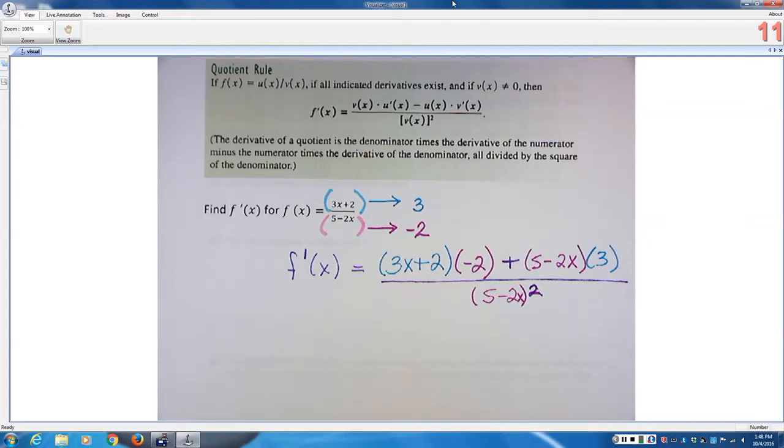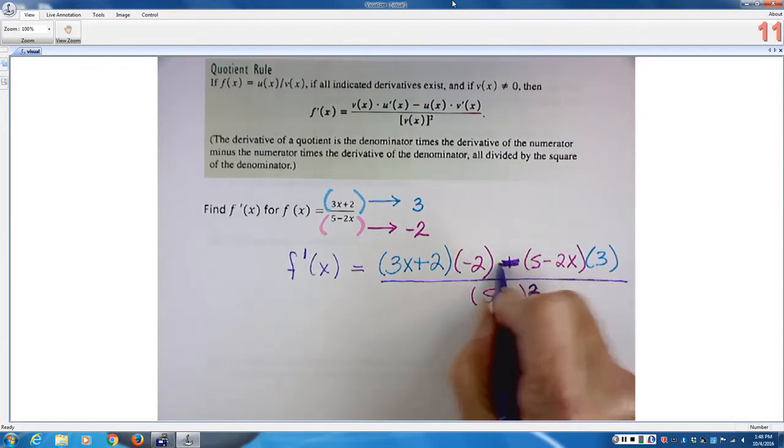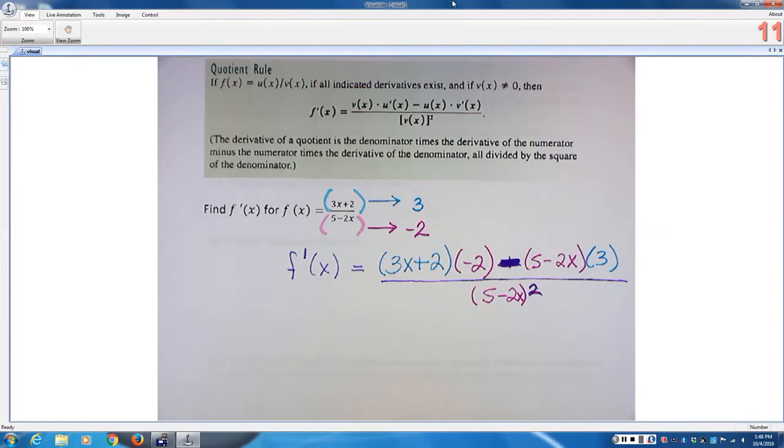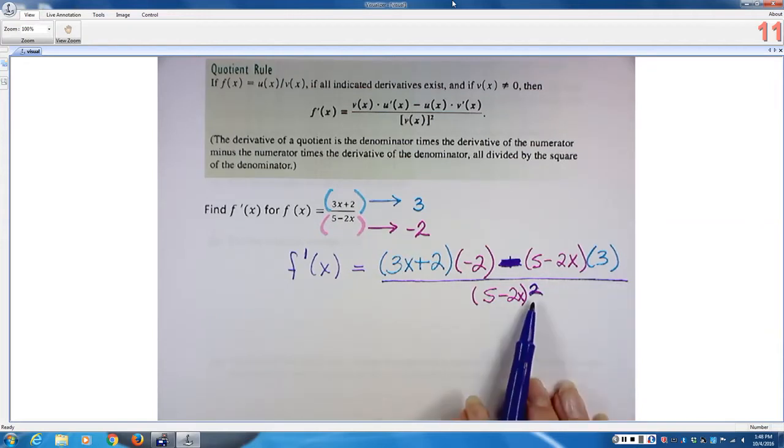So one more time. Numerator times derivative of the denominator. Not plus, minus. I'm sorry, that's my bad. Minus, because we are subtracting. Denominator times derivative of the numerator. All over denominator squared.